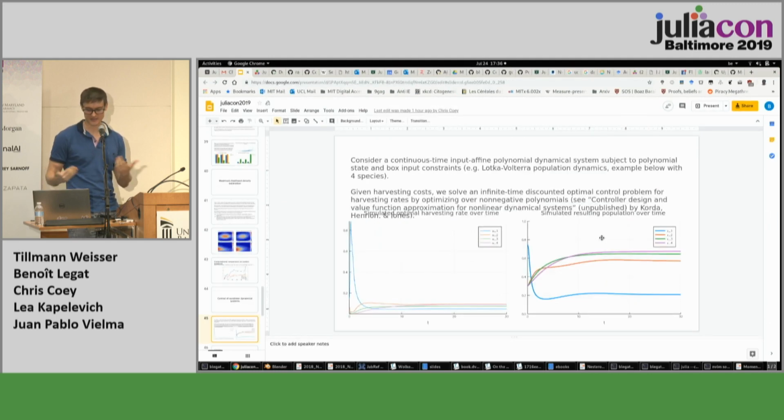If you calculate these for some particular data, here we have 4 species. On the left, you end up with these optimal harvesting rates. They're not polynomials. This is a simulation given the polynomial controls. And on the right, given those controls, we have what actually ends up being the populations over time, given some initial conditions. So we found the controls using optimization, and then we used an ODE solver in Julia to actually run the simulation.